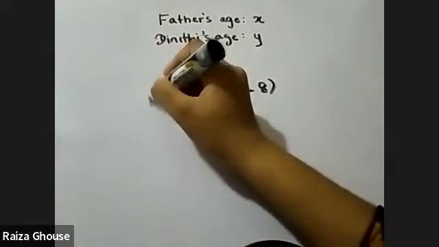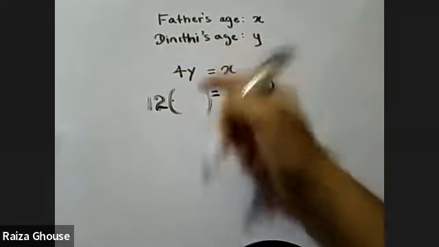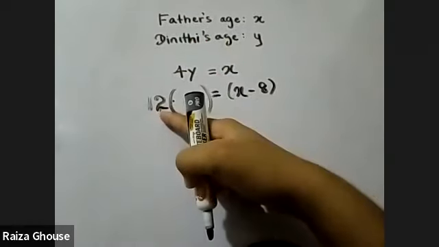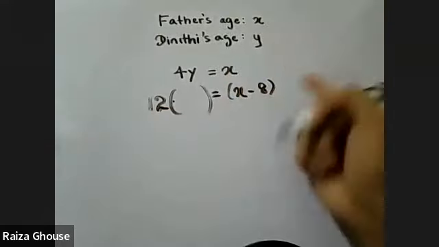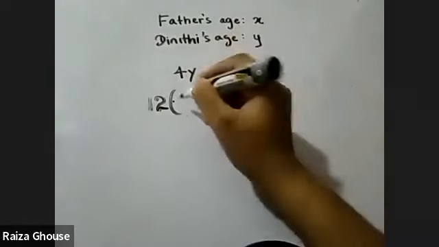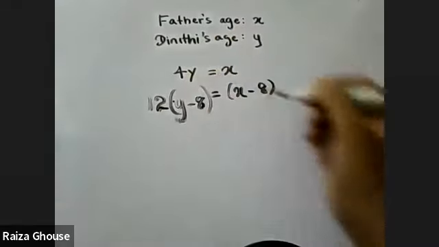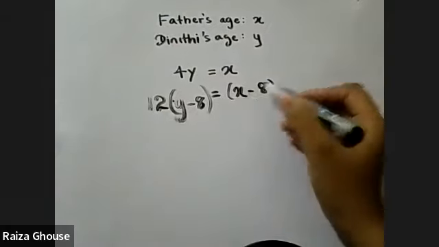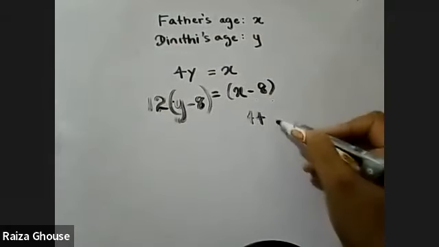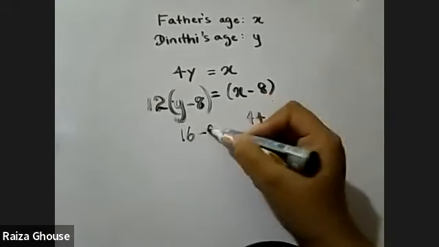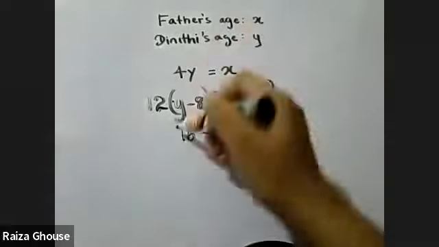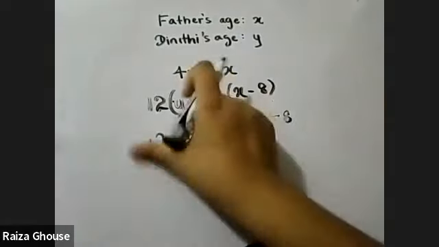8 years earlier, I was 12 times older than you. Now we are going to tell about y. So 8 years earlier, Diniti's age is y minus 8. Can you understand? 8 years earlier, father was x minus 8. Just think your father is 44 now; 8 years earlier, 44 minus 8. Now you are 16, we'll say. 8 years earlier, your age. Then 12 times. That's what I asked you.